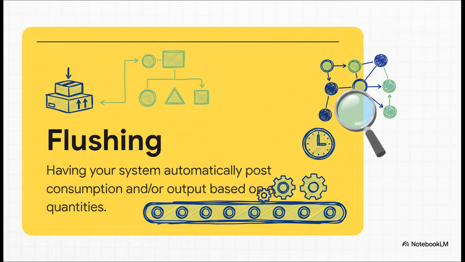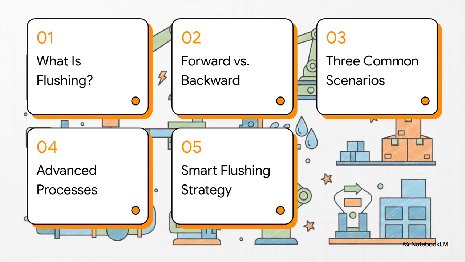You basically tell the system, hey, go ahead and automatically post my consumption and output for me based on what we planned to use. This right here is the secret to making your whole posting process ridiculously efficient. So here's our game plan. First, we'll cover the basics. What even is flushing? Then we'll get into the core mechanics, forward versus backward. After that, we'll look at some real-world scenarios, bust a few myths about using this with more advanced processes, and then wrap it all up with a smart strategy you can start thinking about today.